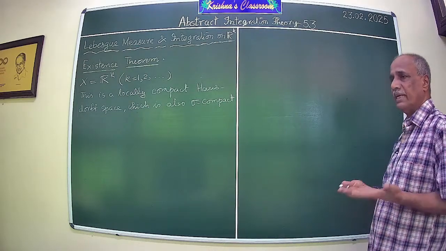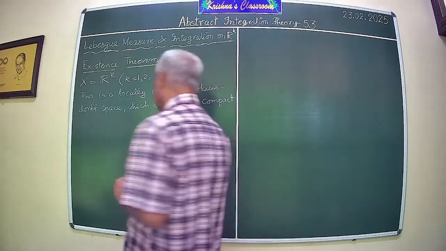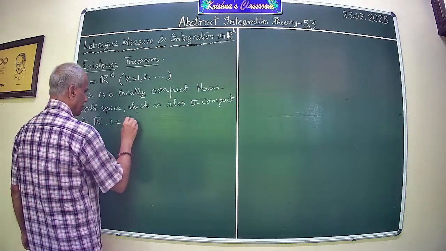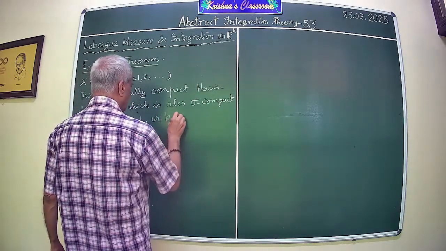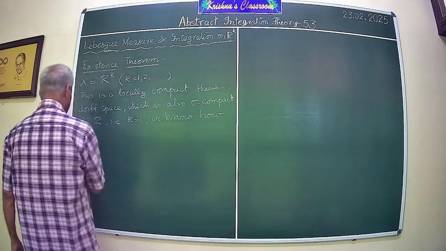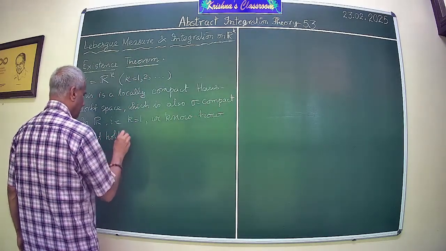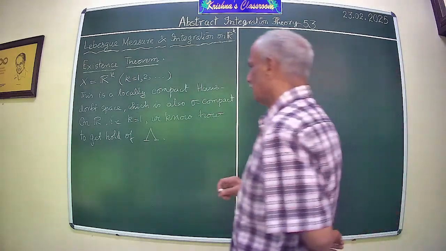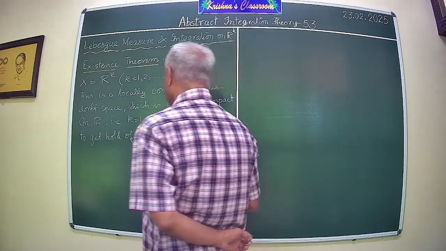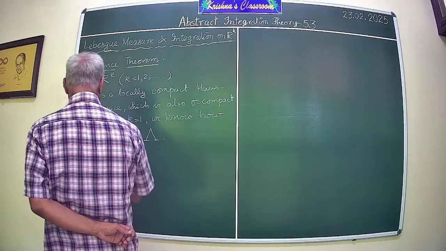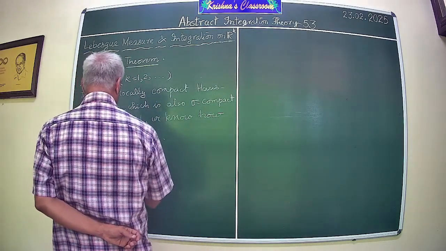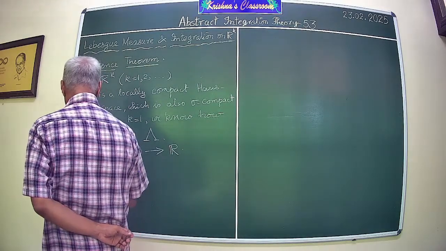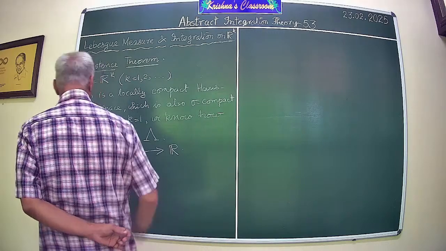So the actual problem is finding out the right kind of linear function. Okay. So on R, that is k equal to 1, we know how to get hold of that. In fact, you see that lambda is a non-negative linear function defined from CC(R) to R, which is linear, positive.